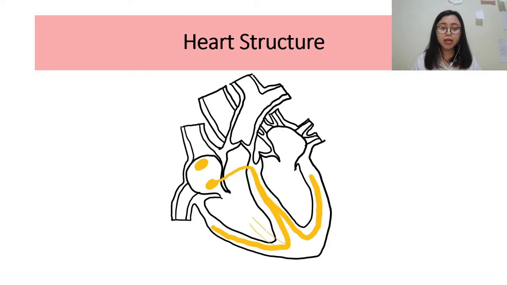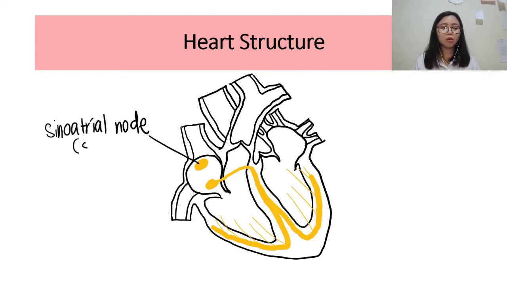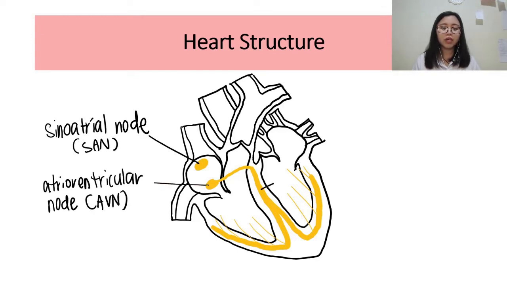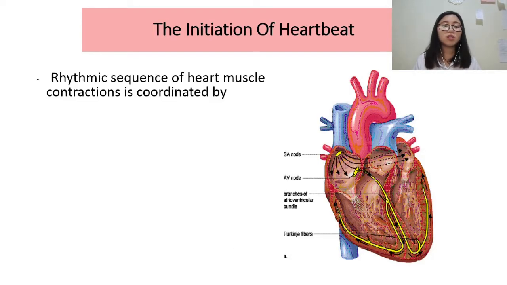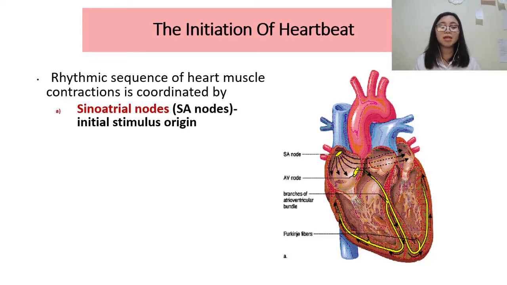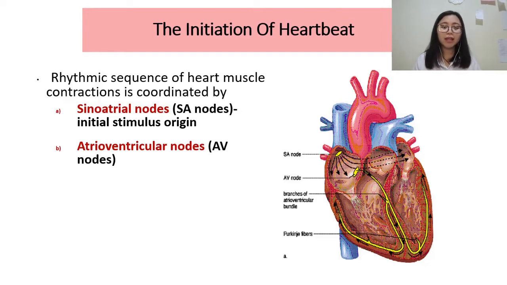There are also specialized muscle fibers called Purkinje fibers that help transmit the rest of the nerve impulses throughout the heart. So we are going to label them one by one. This is the sinoatrial node. This is the atrioventricular node or AVN. These are the bundle of His fibers. These are the Purkinje fibers. Like I said, the rhythmic sequence of heart muscle contractions is coordinated by these nerves, which is the sinoatrial nodes, the SA node, which is the initial stimulus origin, and the atrioventricular nodes, ataupun nama lainnya AV nodes.